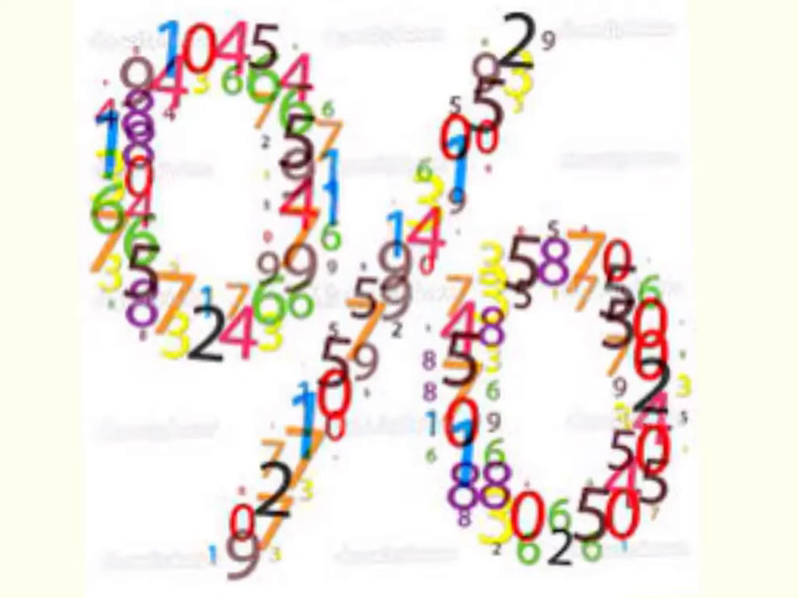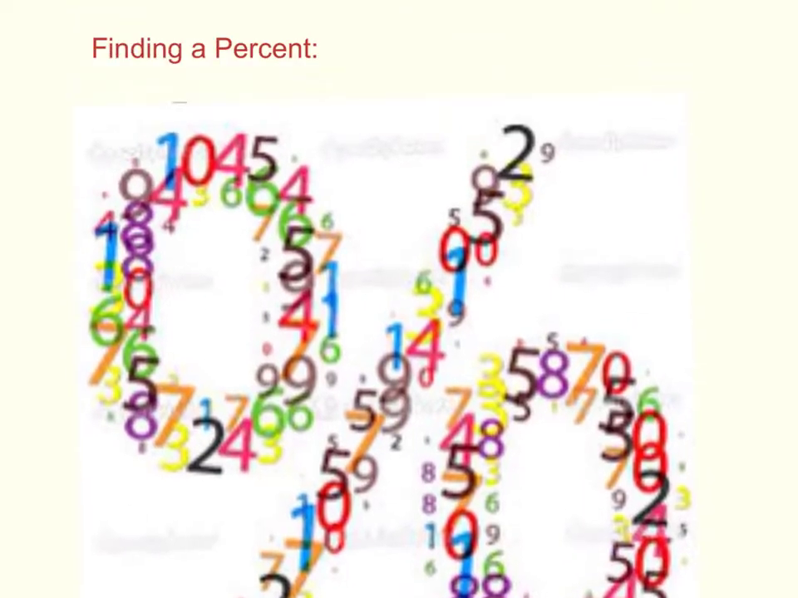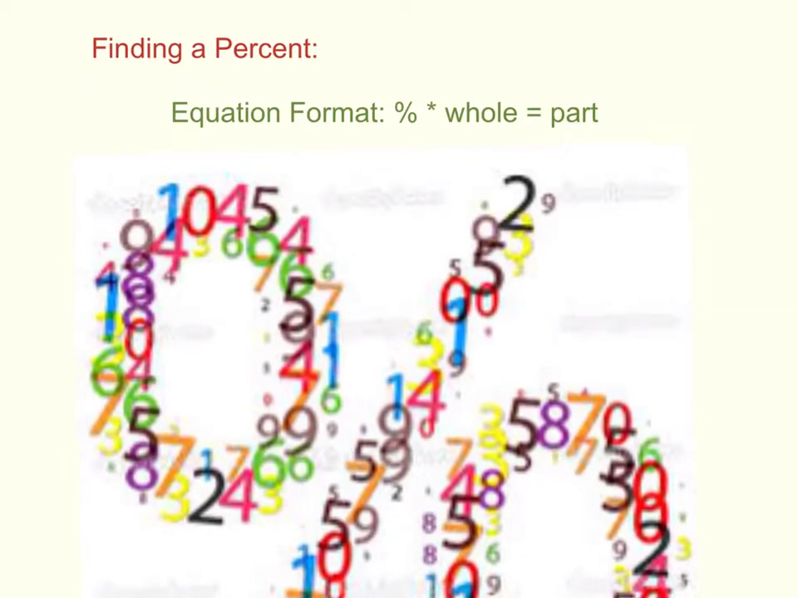The first one we're going to use is to find out a percent. The equation format is the percent times the whole equals the part. In this case, you will always be given the whole and the part, and you will solve for the percent. When you solve for the percent, you will get the percent as a decimal and need to convert it to a percent. Please take a moment to pause this video and write down the equation format.